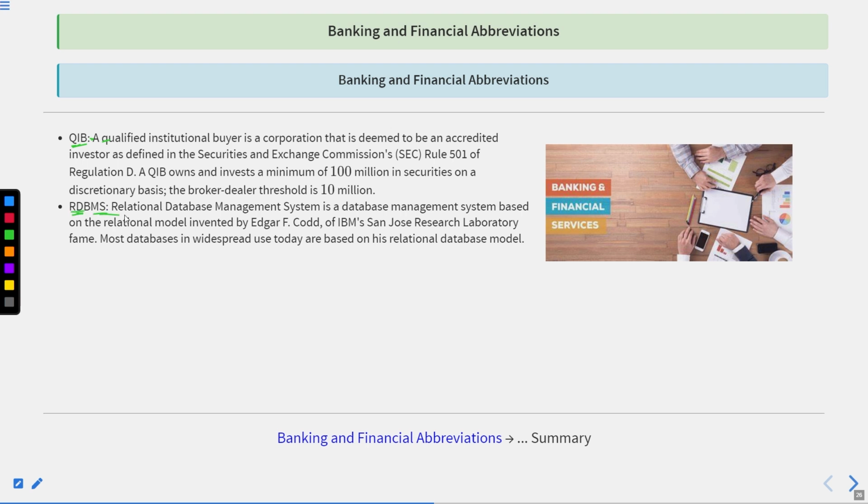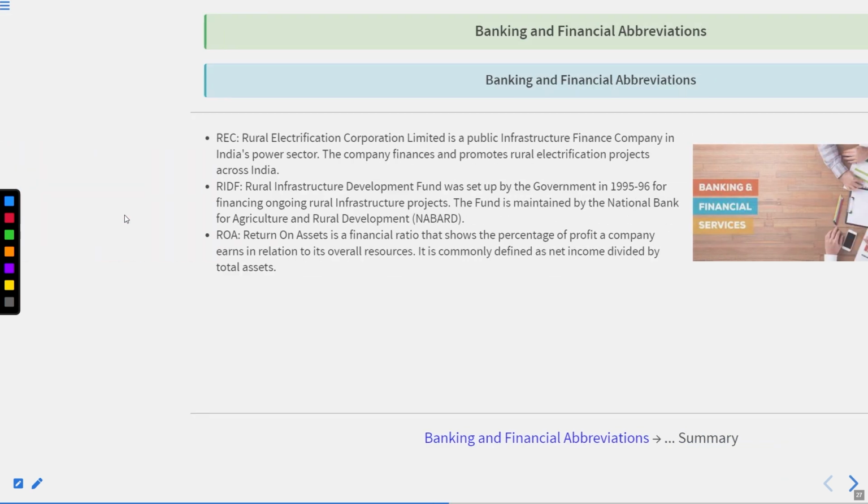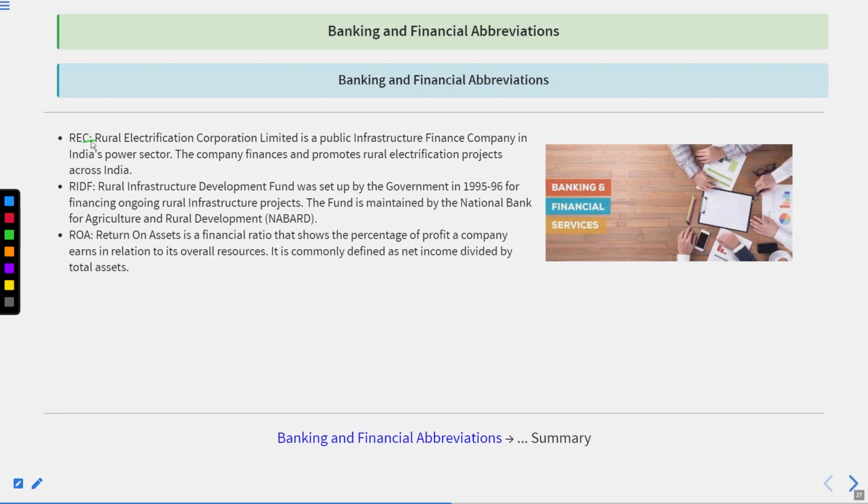RDBMS, Relational Database Management System, is a database management system based on the relational model invented by Edgar Codd of IBM's San Jose Research Laboratory. Most databases in widespread use today are based on this relational database model. REC, Rural Electrification Corporation Limited, is a public infrastructure finance company in India's power sector. The company finances and promotes rural electrification projects across India.